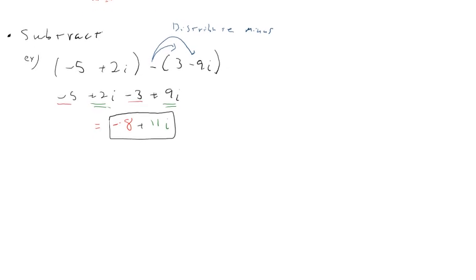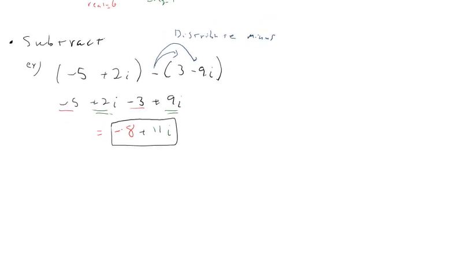We're going to multiply. How do we multiply? Multiplying complex numbers is going to require a little bit more. Like I said, it's a little bit more complex.